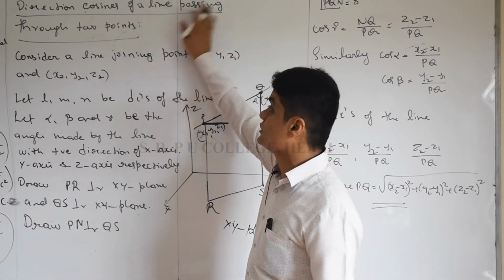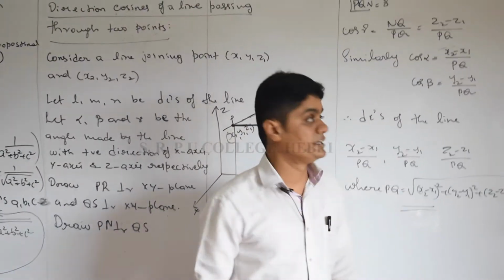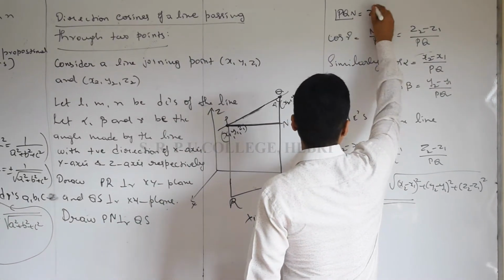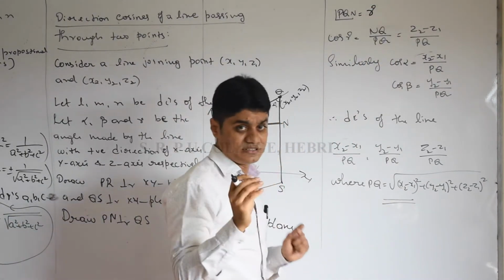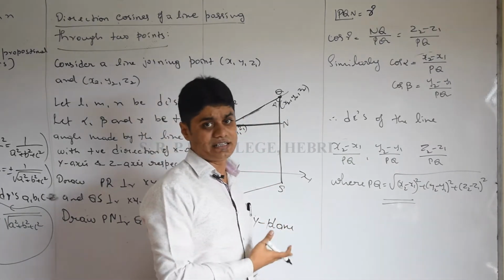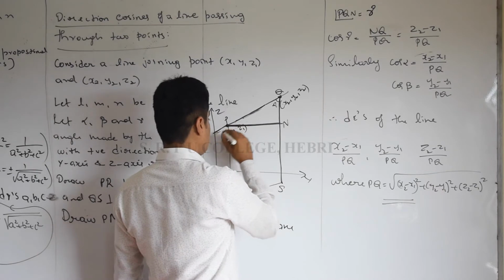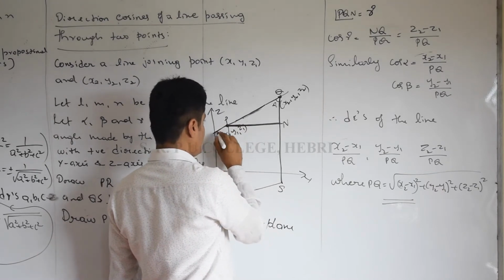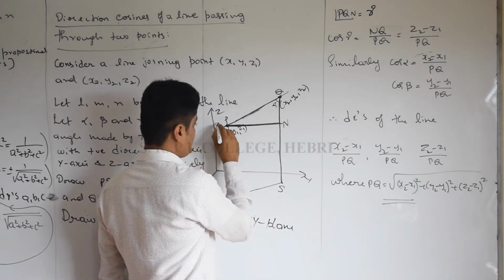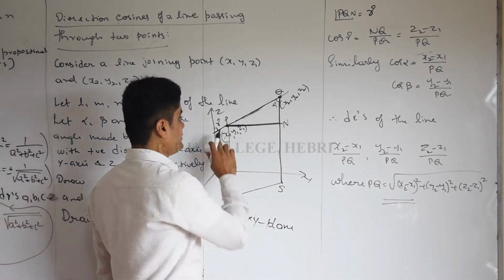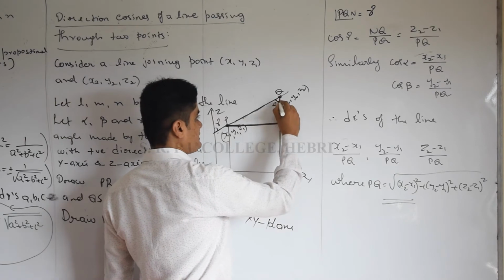of the line joining 2 points x1, y1, z1 and x2, y2, z2. Observe carefully. From the diagram you can identify, I told you this is not a perfect diagram because you cannot draw a 3D geometry diagram in a plane. This line makes an angle gamma with the positive direction of the z axis. Suppose I take this diagram as it is, this angle should be gamma, no?